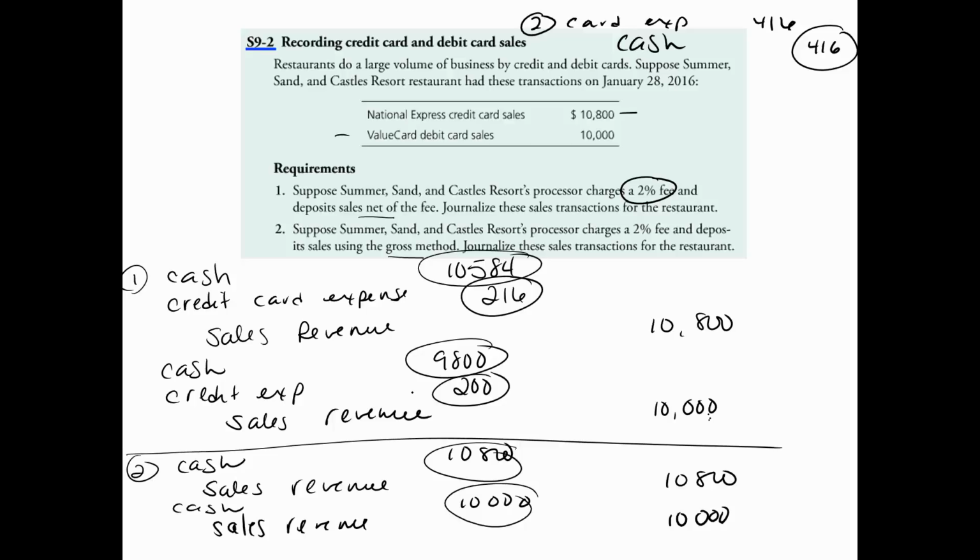Okay, so that's credit card and debit card. The next thing we want to talk about in this chapter is writing off uncollectible accounts. Uncollectible accounts are accounts receivable who did not pay. So I did not collect the accounts receivable. So we have a new account here called Bad Debt Expense.